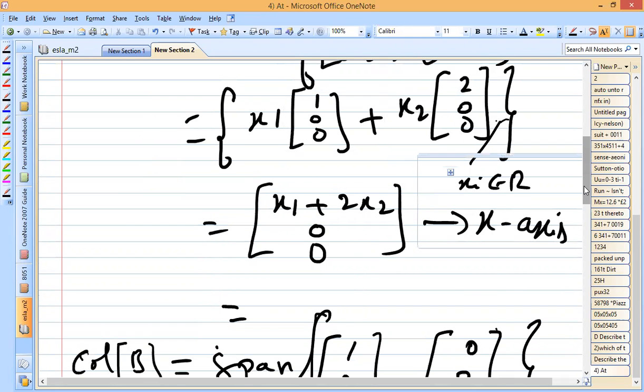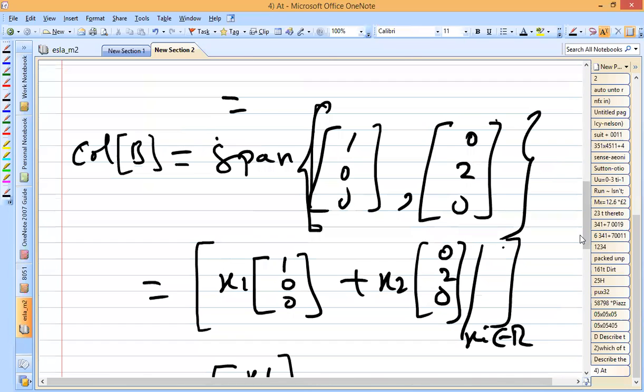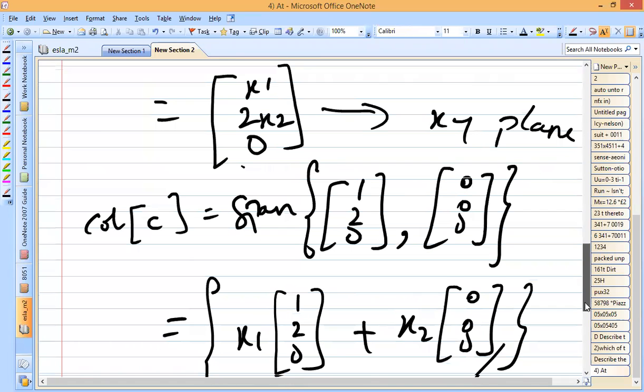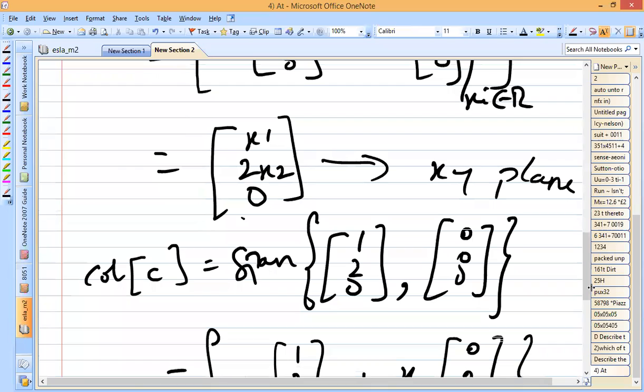So that difference you must identify. And then here for column space of B, we have obtained x1, 2x2. It has the elements in x and y with different variables x1 and x2, which belong to R. So here it is defining the xy plane.